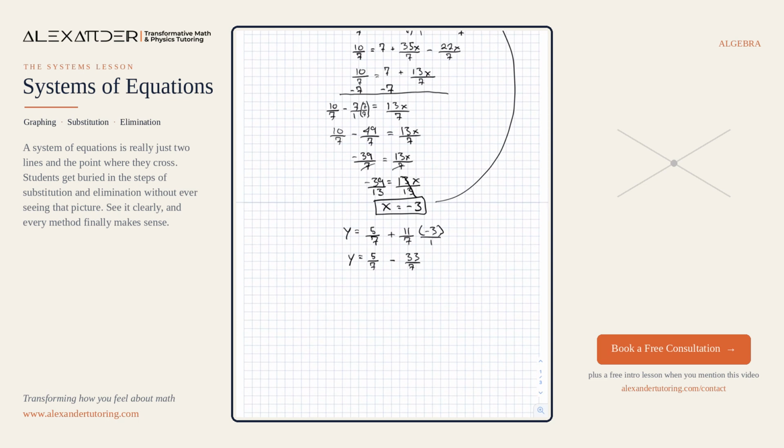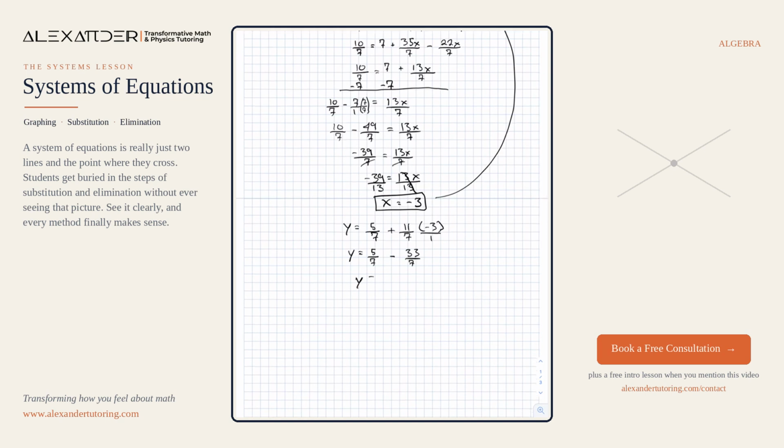Okay, and then we have a common denominator now. That's nice. And what's that? Negative 28 over 7. Okay, and we have an answer for x and y. Are we done? Hell no. You got to check your work.